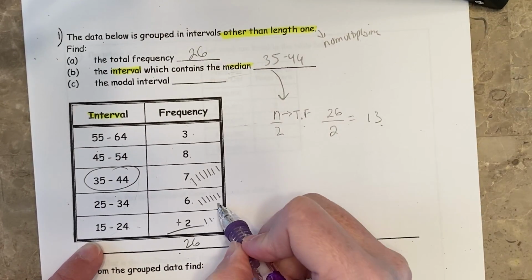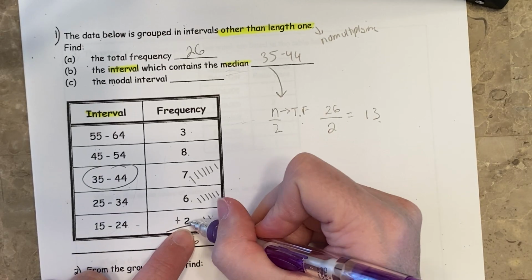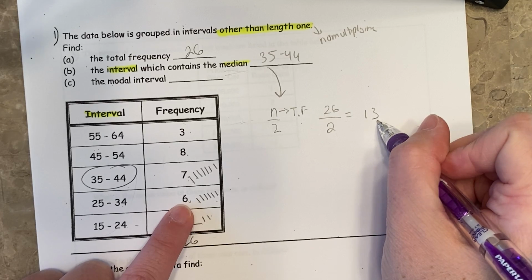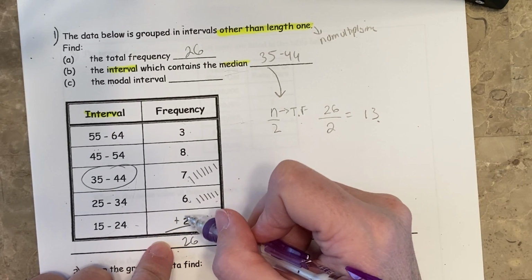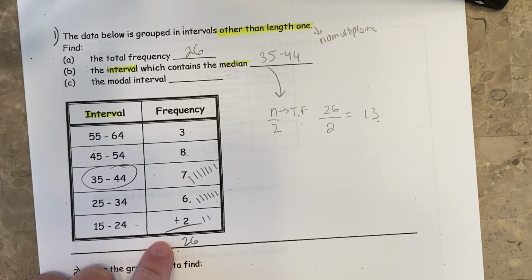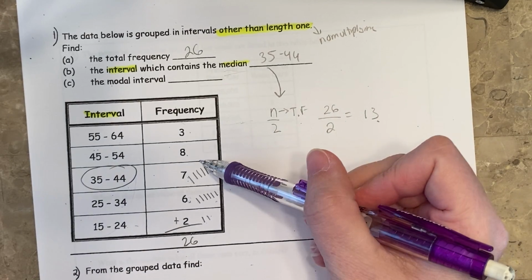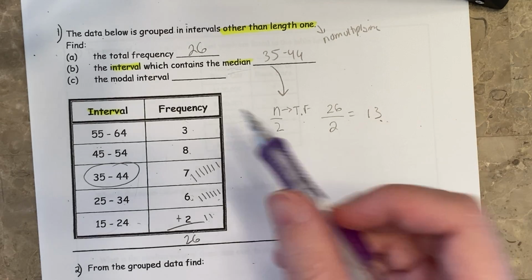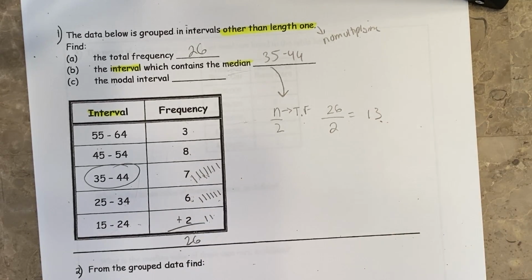Okay, and you don't have to write these out. You can just kind of start adding. 2 plus 6 is 8. All right, have I gotten to the number 13 yet? No. And then I have 8 plus 7, which is 15. So if you notice that when I was going from 8 to 15, I passed that number 13. So that means that 13th person is in this group.